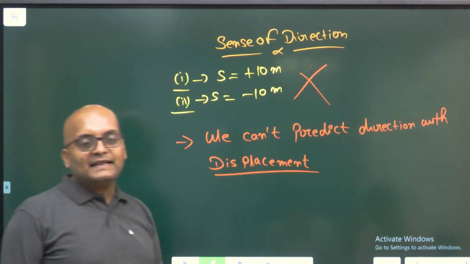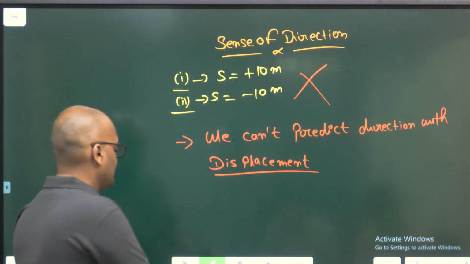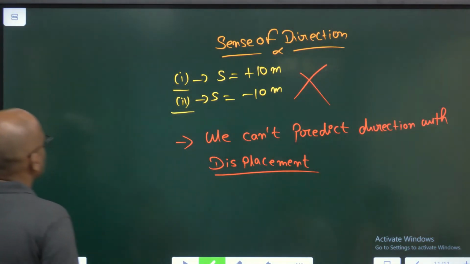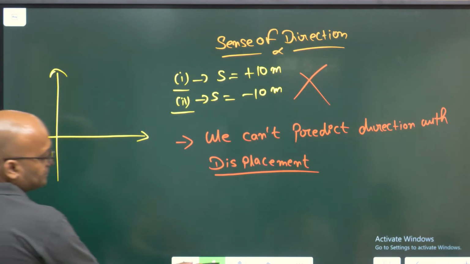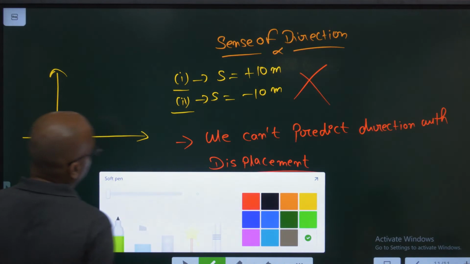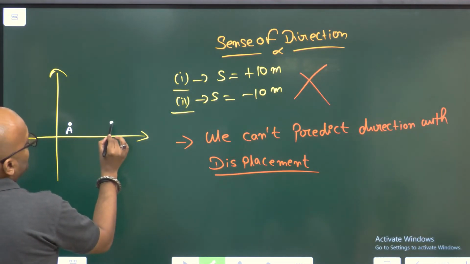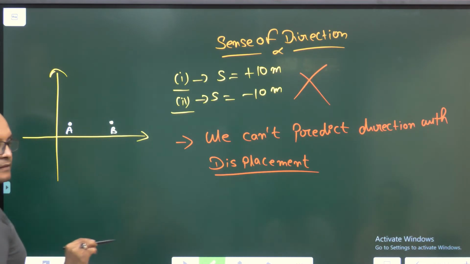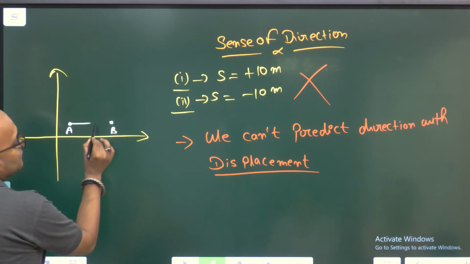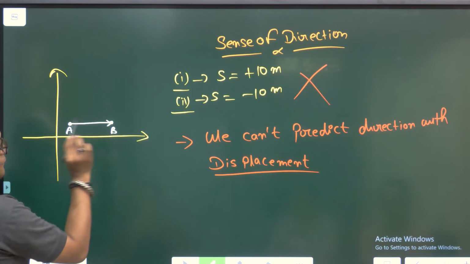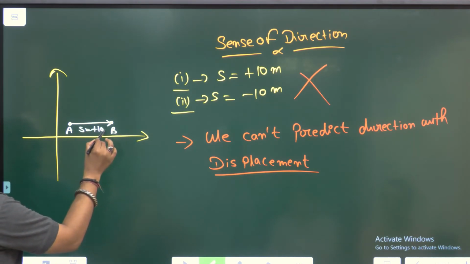So you cannot tell the direction if displacement is given to you. Why? There are 2 points here, point A, point B, and they are 10 meters apart. So if one body is moving from A to B, you will say that displacement of body is 10 meters, yes or no?